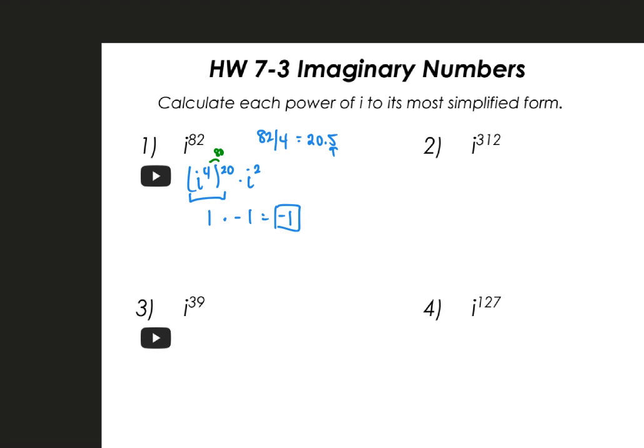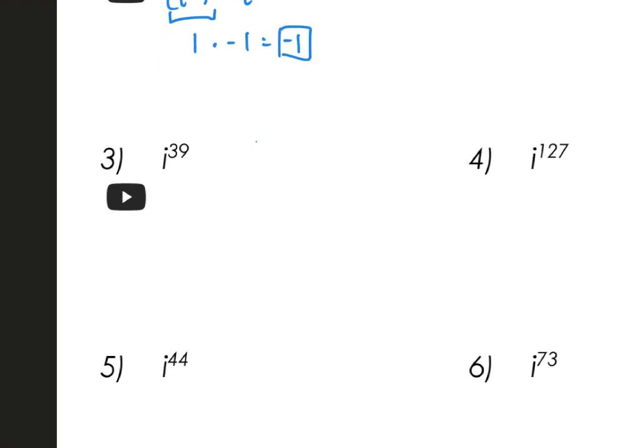All right, number 3, taking i to the 39. So we have 39 divided by 4, which is going to be, let's see, 4 goes into 39 9 times, because 4 times 9 is 36. So 9.75, remainder of 3. So this is going to be i to the 4th to the 9th. This gets me to 36. To get to 39, I need 3 more i's. So this first part is 1, and i cubed is negative i. So 1 times negative i is just going to be negative i.